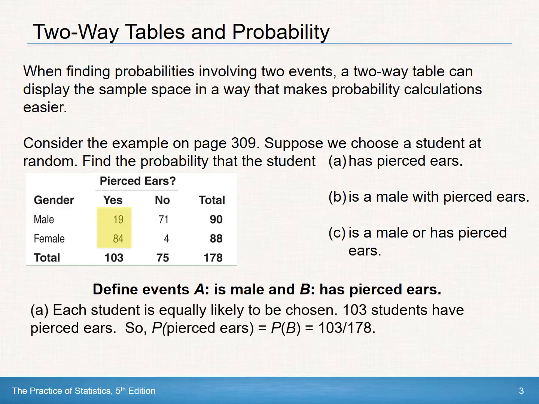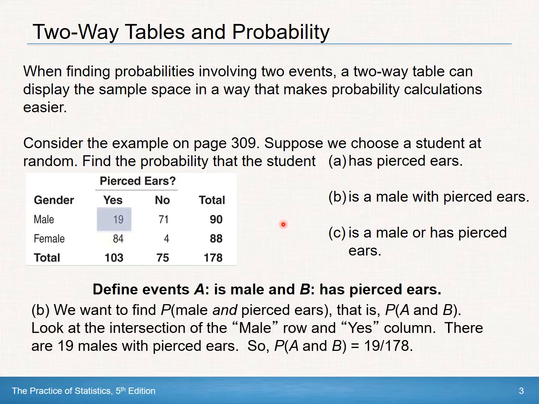For part A, the probability that a person has pierced ears would be in the column that is yes. Right here, the column that has yes, there were 103 students out of a total of 178 that had pierced ears. So the probability of pierced ears, or the probability of B, is equal to 103 out of 178.